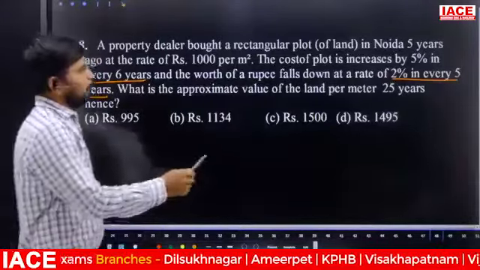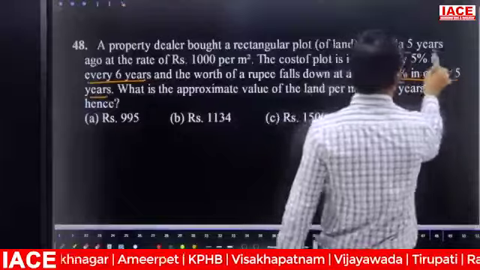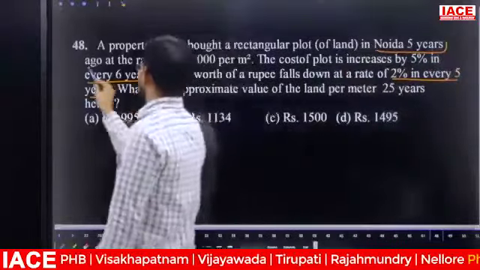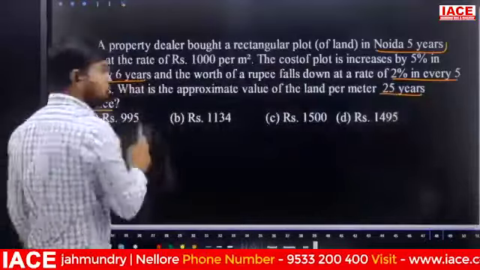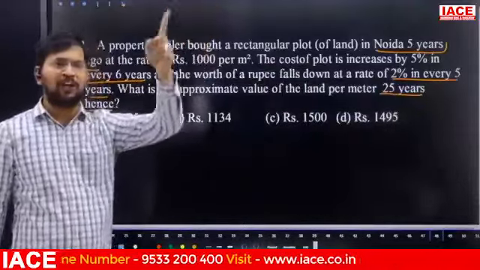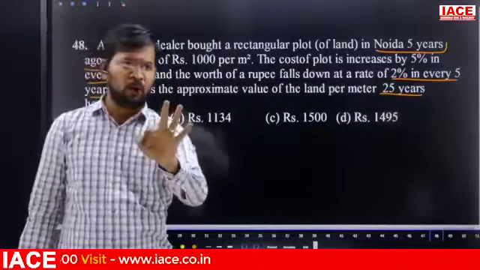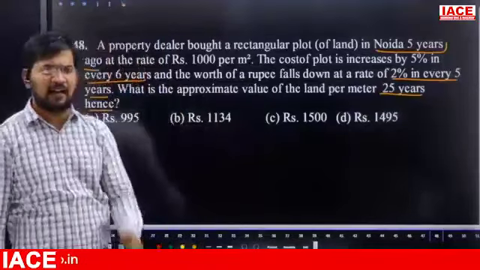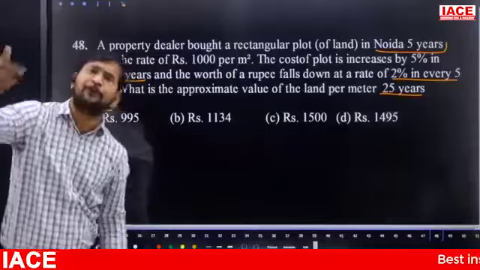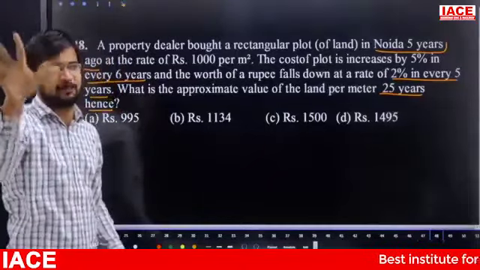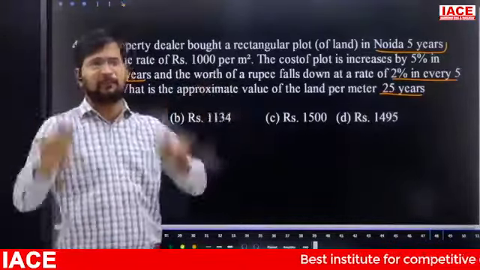So 5 years ago, సమ్ము చూడండి ఒకసారి. 5 years ago to 25 years hence is nothing but total 30 years na. All of you clear andi? So 5 years ago to 25 years hence is nothing but total 30 years span. The sum is for 30 years span.